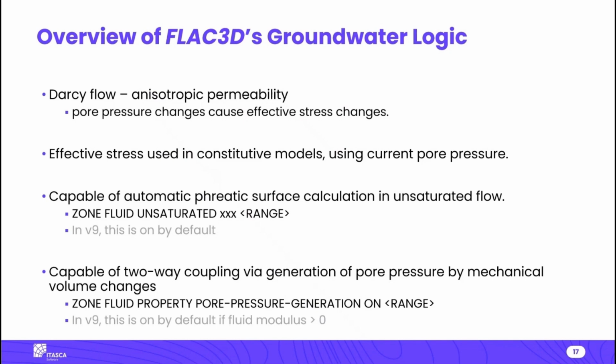It turns out that in many cases, you don't want this to happen. You just want to calculate the pore pressures, and you want to see the effect of those pore pressures on the mechanical. You don't want the mechanical calculations to then change the pore pressures again because of volume changes. So in version 9.1 and above, this is off by default. And if you want to see this effect, you need to turn it on. In version 9 and below, this is on by default. So all the mechanical changes will cause pore pressure changes if you have a fluid modulus greater than 0.